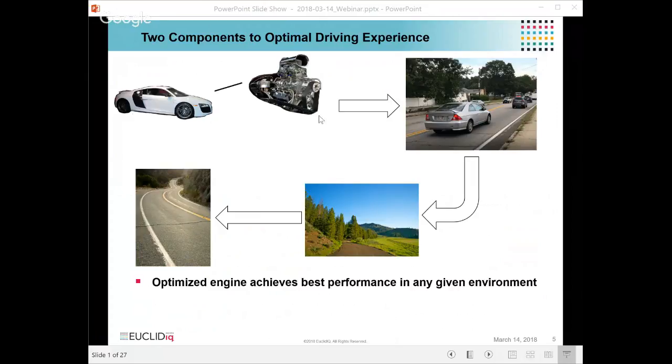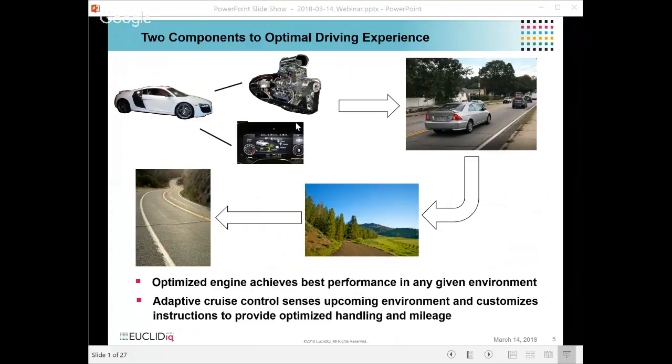It's useful for this car to have an optimized engine that achieves the best driving performance in any given environment. But it's also useful if the car contains adaptive cruise control technology that senses the upcoming environment and customizes driving instructions to provide optimized handling and mileage. The critical point is that the two components work together to achieve the best possible driving experience. The intelligent algorithm figures out the best driving instructions, and the optimized engine puts those instructions to the best use.